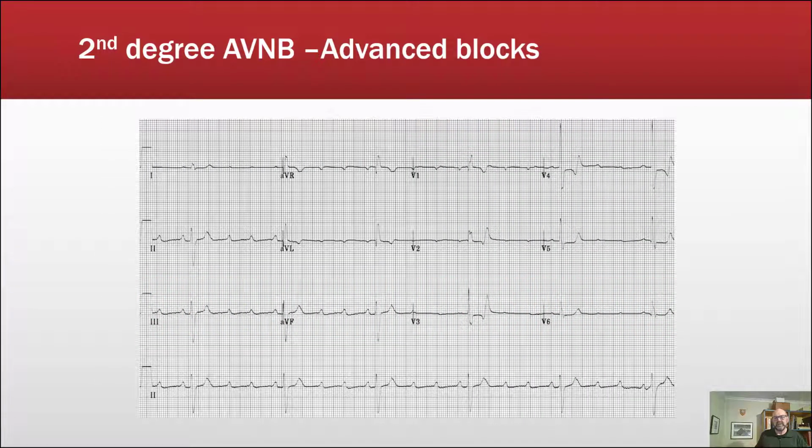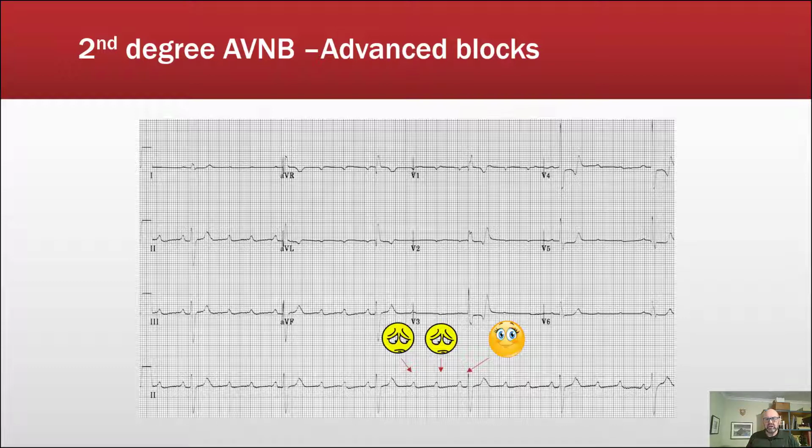The final point I want to make about second degree heart blocks is around the presence of what's known as an advanced or a high grade block. Now, advanced blocks tend to produce very slow ventricular rates and will have a P wave to QRS complex ratio of 3 to 1 or higher. Another way to think about this is that an advanced block has 2 or more consecutive P waves which do not result in a QRS complex.